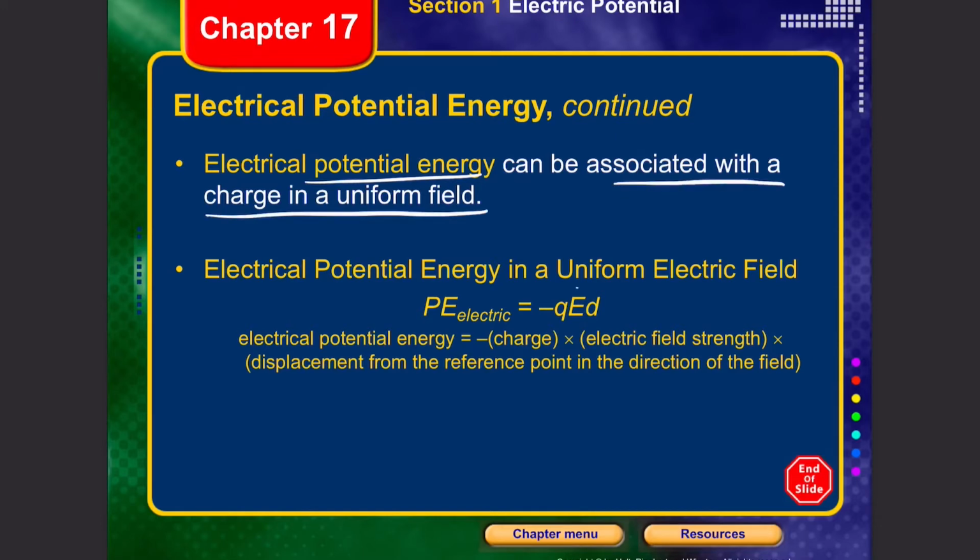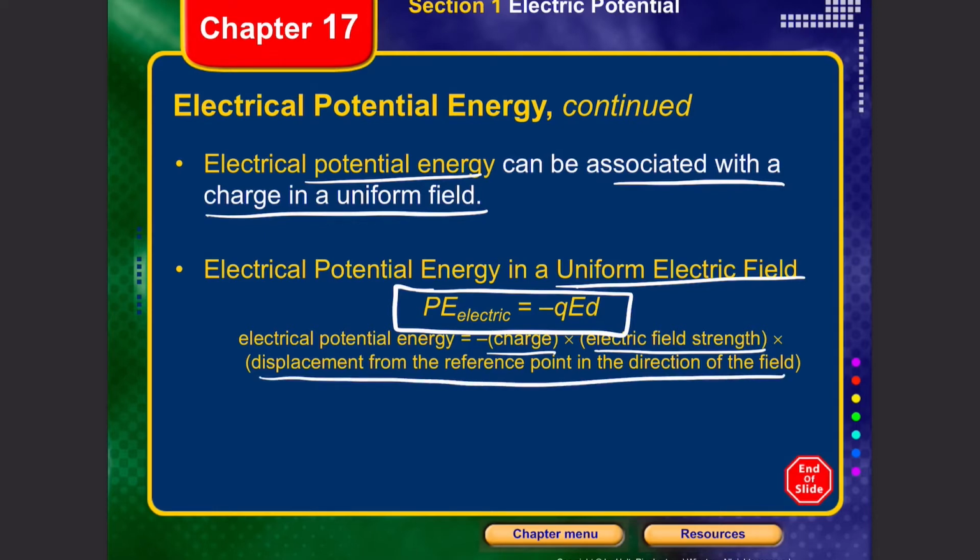The electric potential energy in a uniform field is given by the formula PE electric equals minus QED. Q here represents the charge, E represents the electrical field strength, and D here is the displacement from the reference point in the direction of the field.